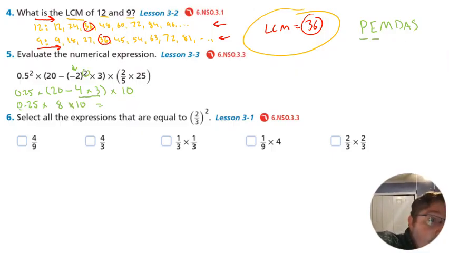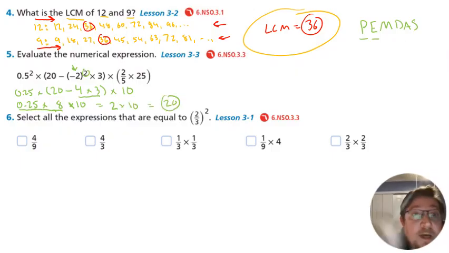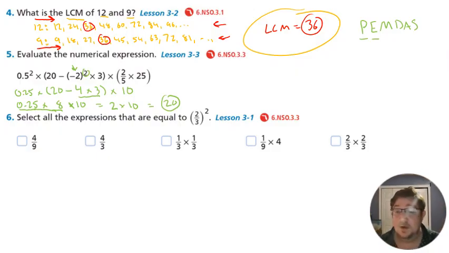I have 0.25 times 8. And if I do the math on that, that gives me 2. So 0.25 times 8 is 2. And I have this times 10. And 2 times 10 is 20. So you can do it like I did using PEMDAS and your thinker, or type it in the calculator.